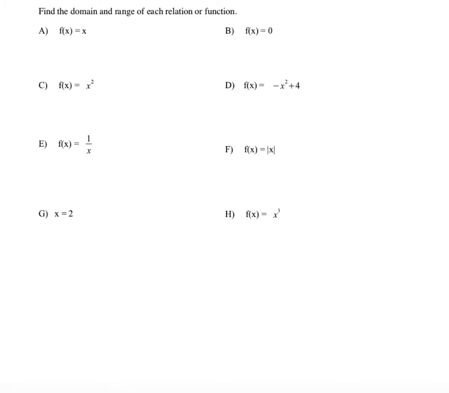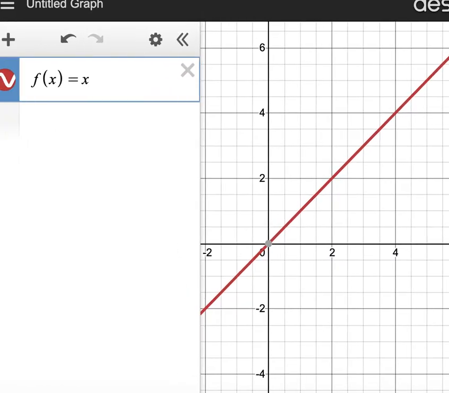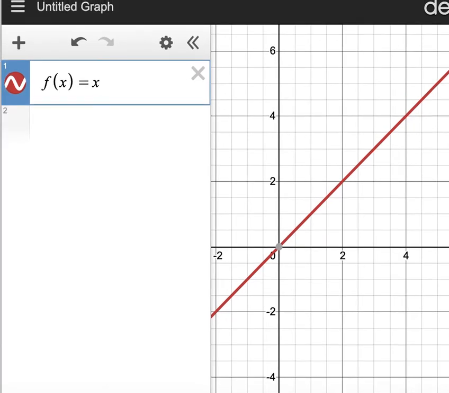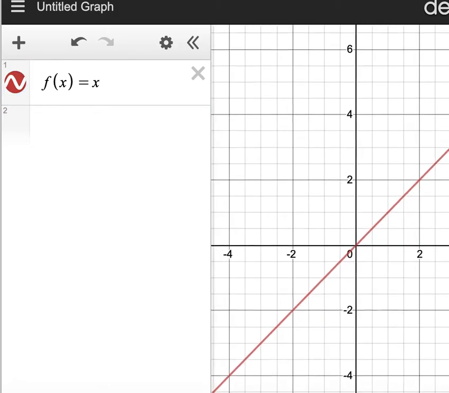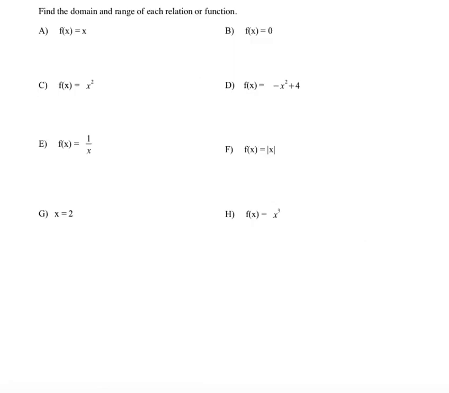So here we're going to determine the domain and range of each relation or function. All right, this is our familiar slanted line, and we're trying to figure out what values of x are we allowed to plug into this formula. That's the domain. So if you can't tell from just looking at the graph what x's are allowed, then you might think about it as a machine for just a moment.